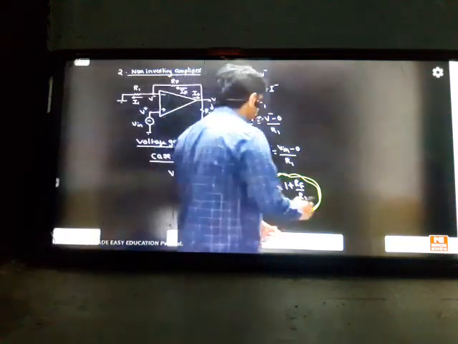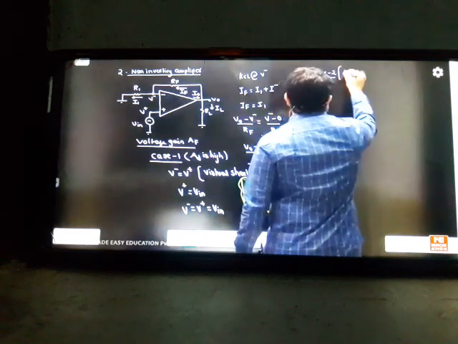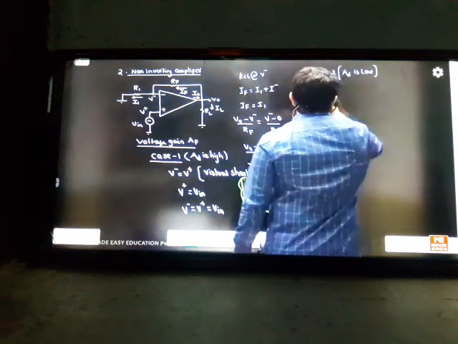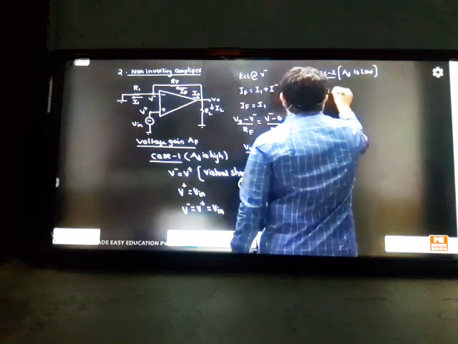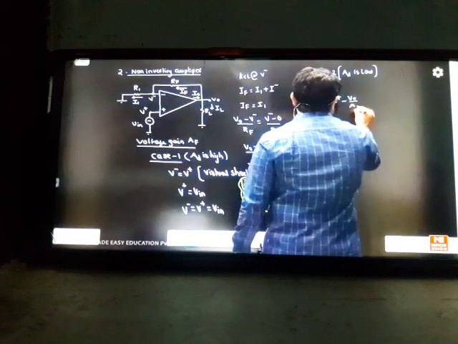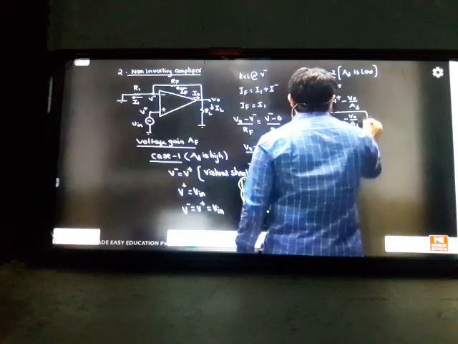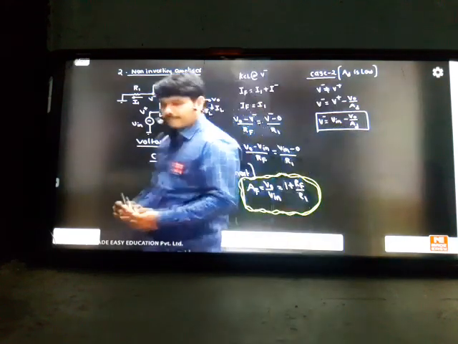Same answer if I want case 2 analysis. Case 2 analysis. If AD is low, so we got a hobby here that AD is low means V minus and V plus will not be same. Then what is V minus here? It is V plus minus V naught by AD. So what is V minus here? It is VIN minus V naught by AD. So in this concept, V minus will become this much. It is VIN minus V naught by AD.